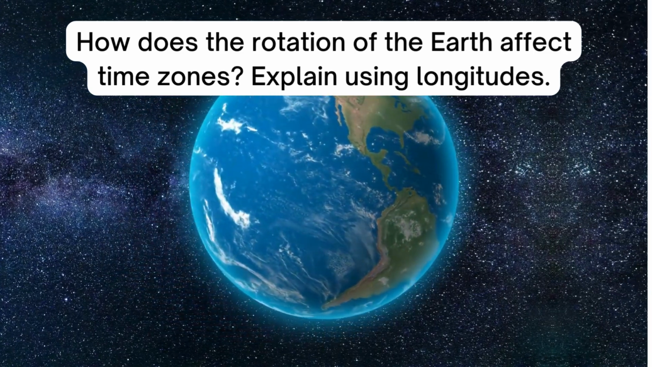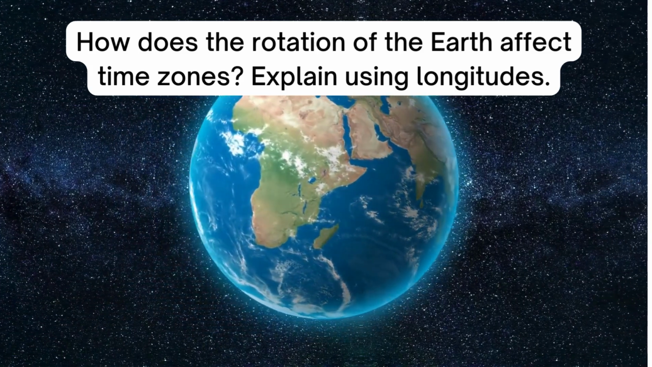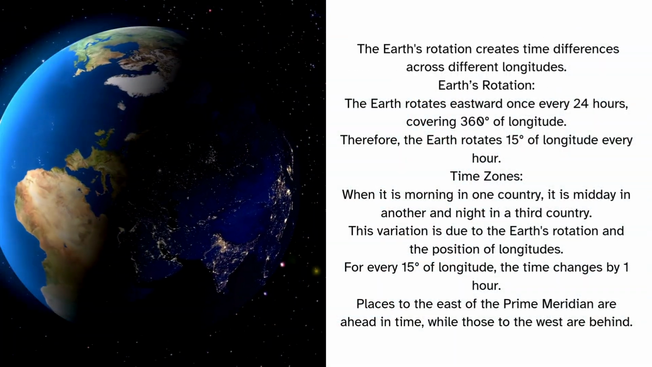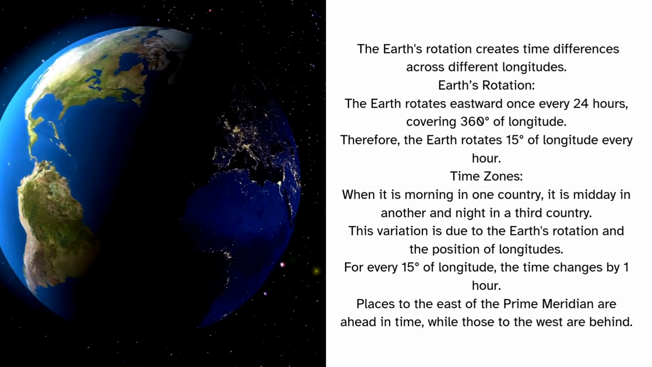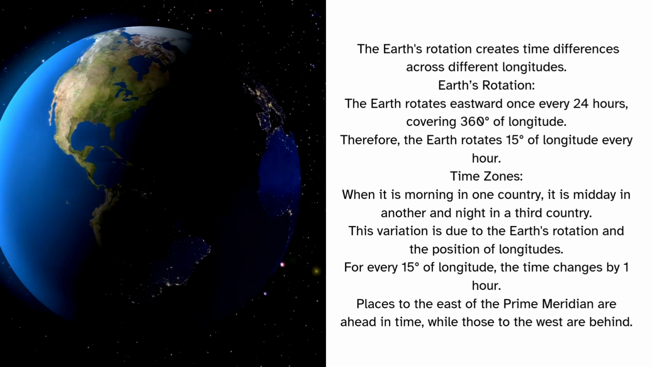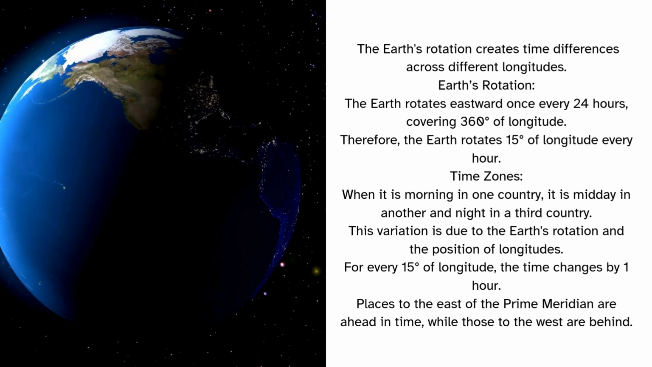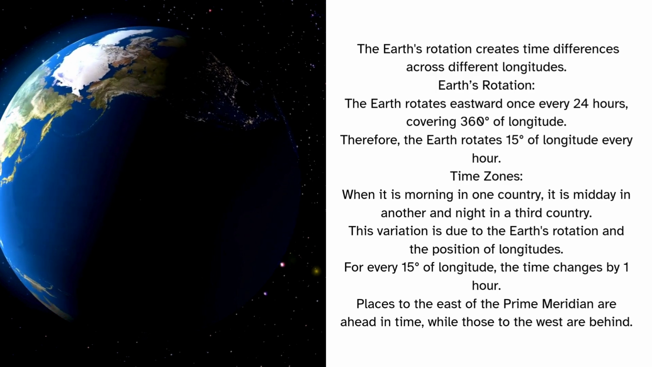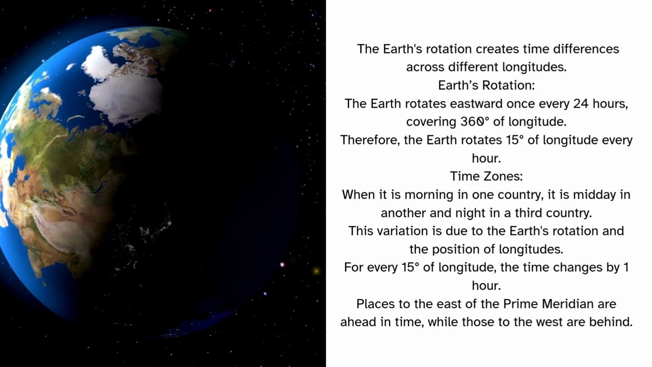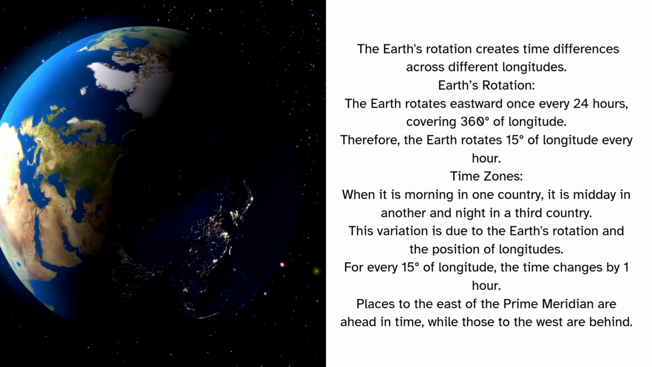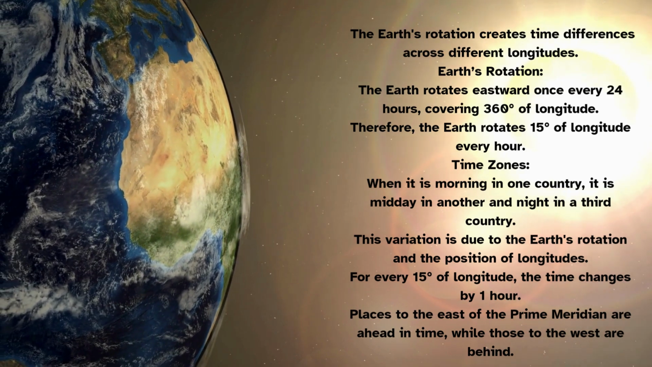Have you ever heard about the movement of the Earth, or the rotation of the Earth, and how does it affect time zones? Let's explain it. The Earth's rotation creates time differences across the different longitudes. Earth rotation: the Earth rotates eastward once every 24 hours, covering 360 degree of longitude. Therefore, the Earth rotates 15 degree of longitude every hour. And time zones: when it is morning in one country, it's midday in another, or even night in a third country. This variation is due to Earth's rotation and the position of the longitudes.